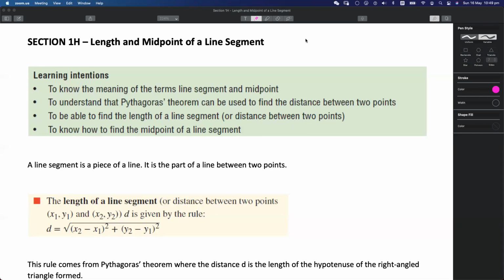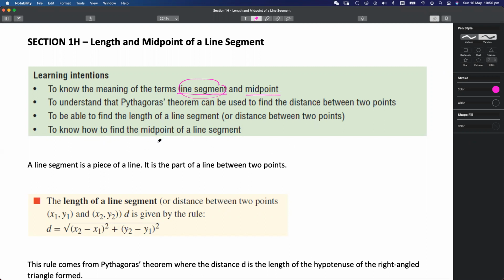Hi guys, today we'll be looking at section 1H, length and midpoint of a line segment. Let's take a look at our learning intentions. First, to know the meaning of the terms line segment and midpoint. So understand what line segments and midpoints are.